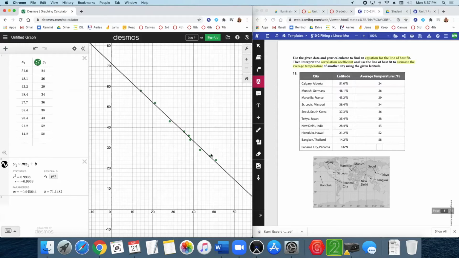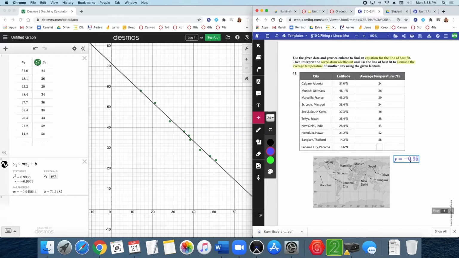So I've been given my linear regression line. I can tell that my slope is down here, negative 0.945644, and my y-intercept is 71.1485. I'm going to round those because I don't need that many decimal places. I'm going to round to the nearest hundredth, which is 2 places, and rewrite my equation over here on my bookwork. I need to write my equation for my line of fit. So it's y equals m, and m is negative 0.85.